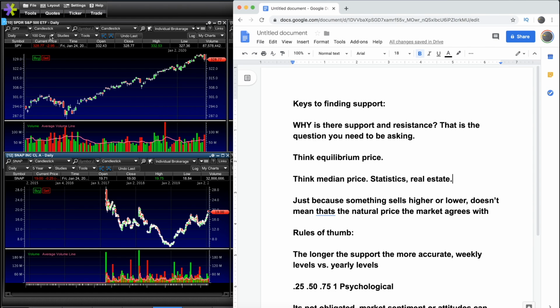So that's one thing to keep in mind with support and resistance: the time frame. Out of how many transactions, or how many trading days, or the time frame you're looking at, what is the median price? And then, what has been the buying activity?